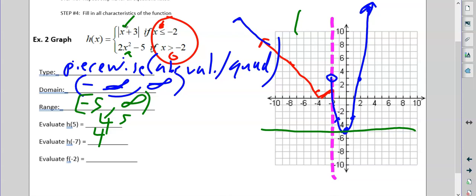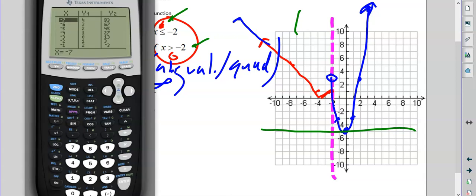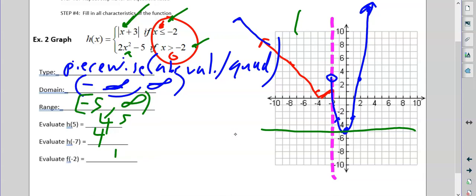And then -2. Now, you got to be careful with this one. -2 has a solid dot here, open dot here. So we can only count the one with the solid dot. So we're going to plug a -2 in right here. 3 minus 2 is 1. Boom. Or again, look at the calculator, -2, 1.